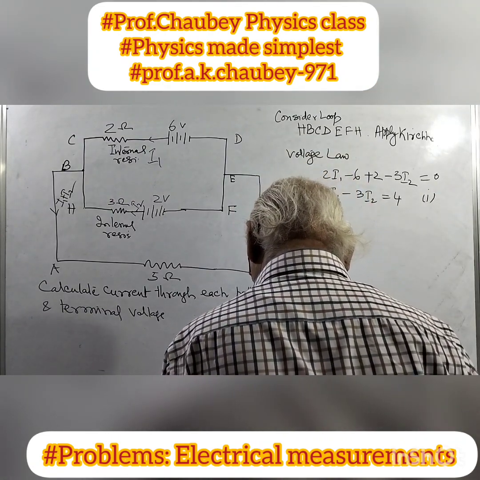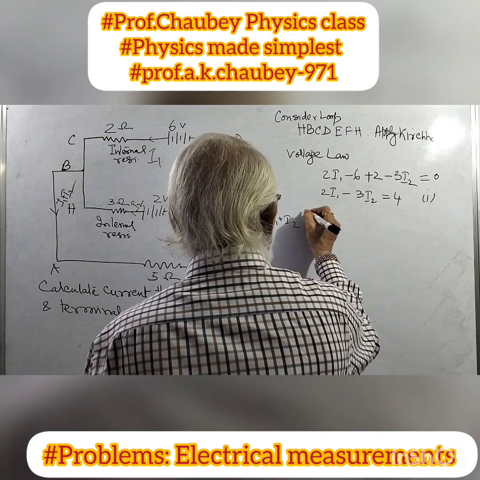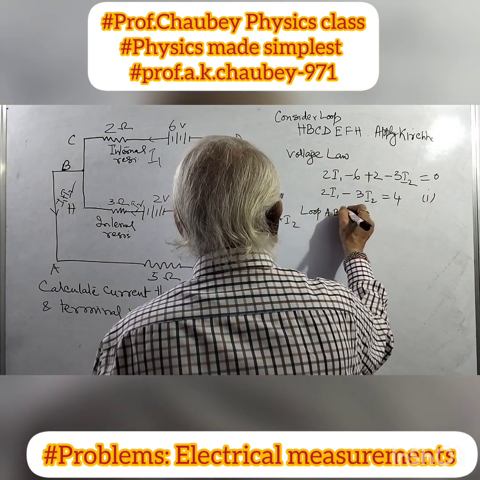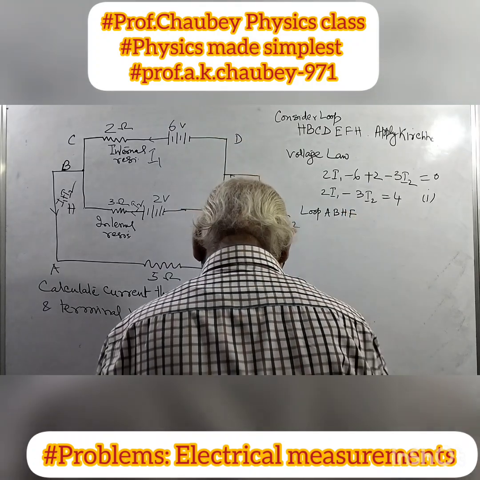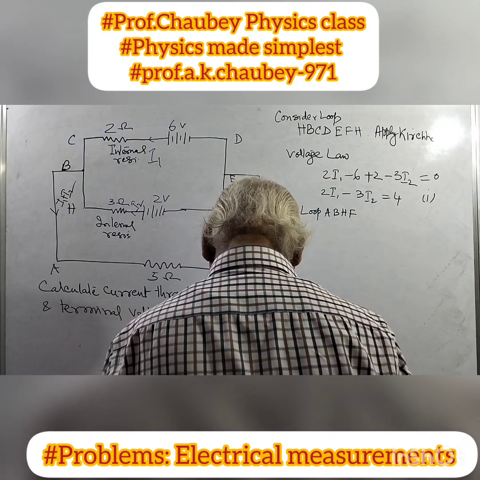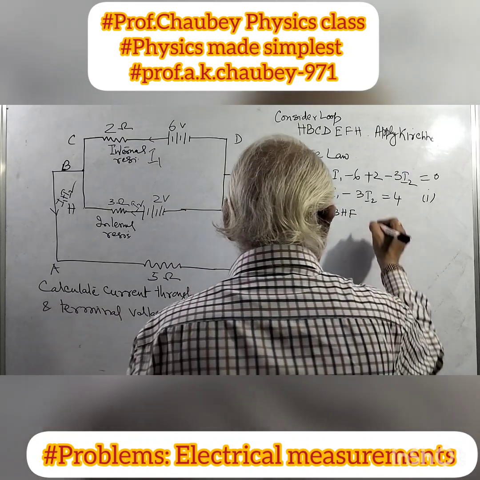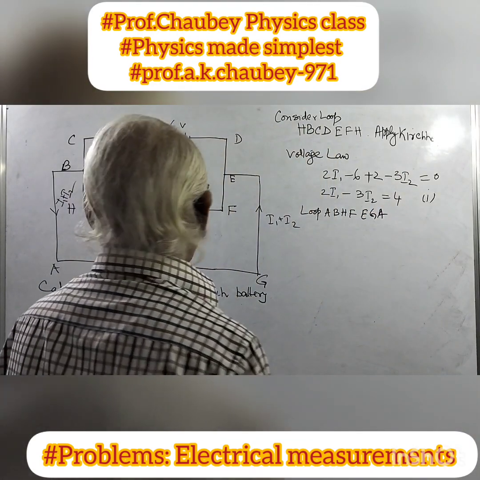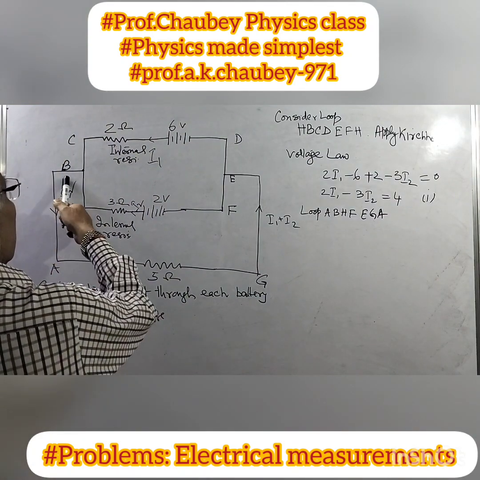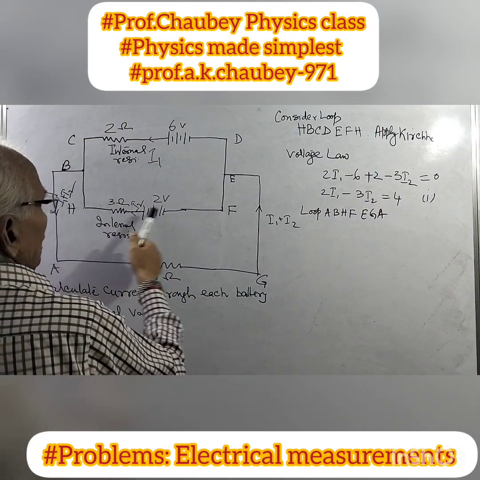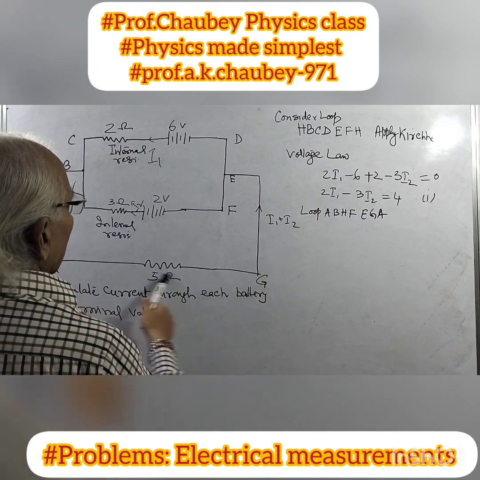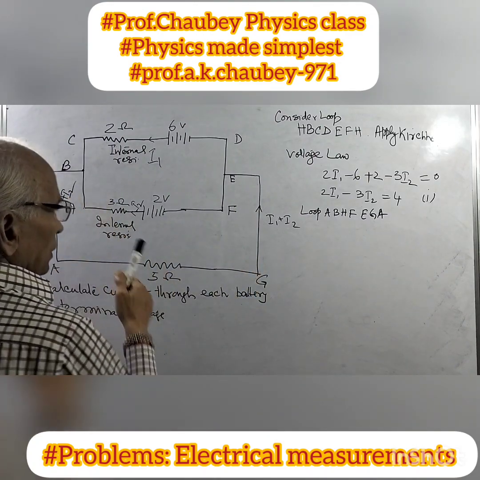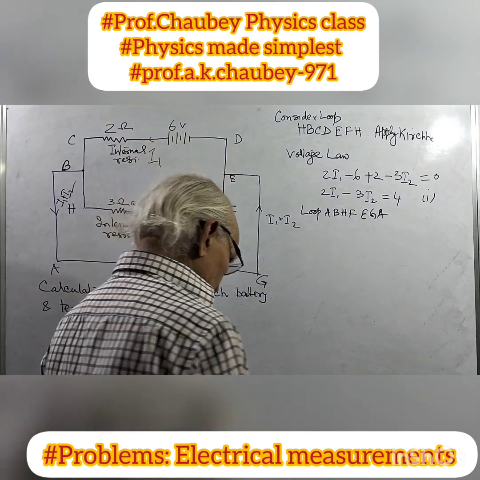And then loop ABHF. ABHF and EGA. ABHF, this loop has only one cell. Write the voltage law for this loop.